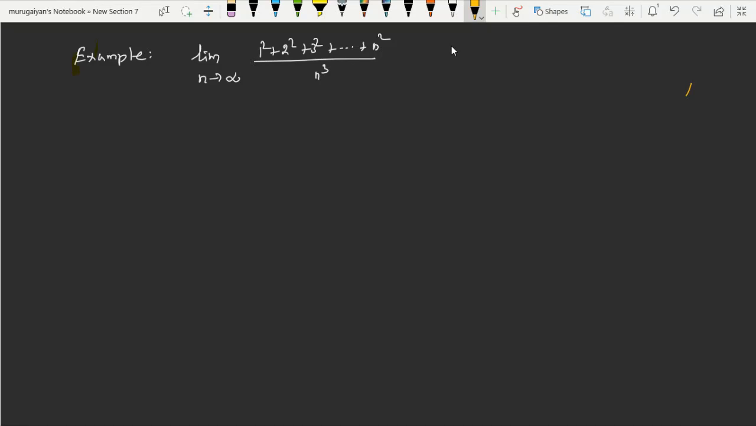The next example: the numerator is 1 square plus 2 square plus 3 square up to n square, the denominator n cube. If we take the limit straight away, infinity by infinity will come. What is the straight substituted value? Infinity by infinity. This is an indeterminate form.